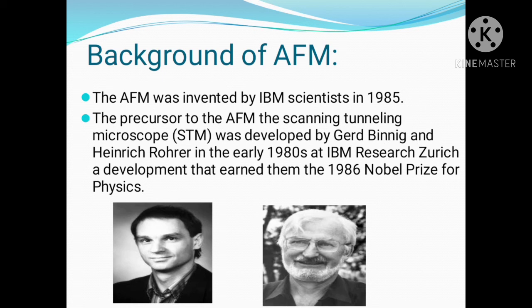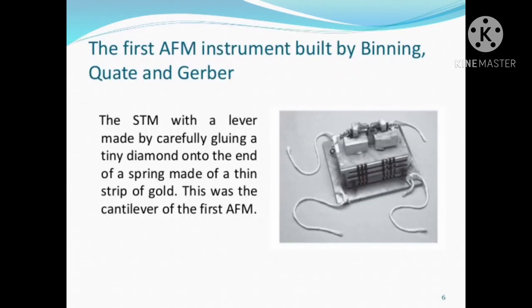The precursor to the AFM, the scanning tunneling microscope, STM, was developed by Gerd Binnig and Heinrich Rohrer in the early 1980s at IBM Research Zurich, a development that earned them the 1986 Nobel Prize for Physics. The first AFM instrument was built by Binnig, Quate and Gerber from the STM, with a lever made by carefully gluing a tiny diamond onto the end of a spring made of a thin strip of gold. This was the cantilever of the first AFM.